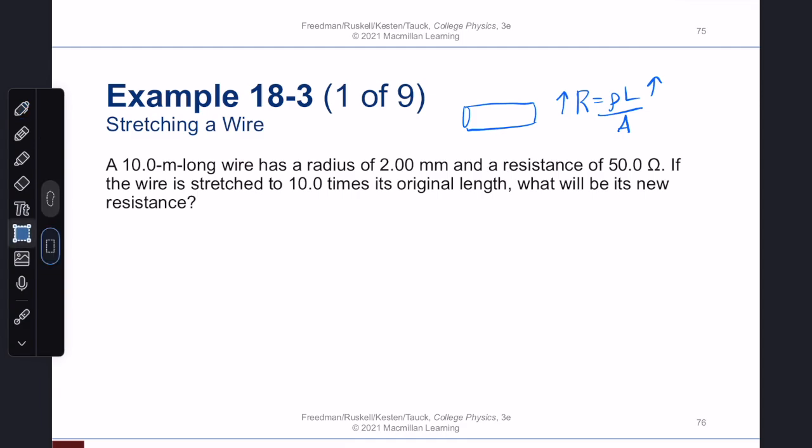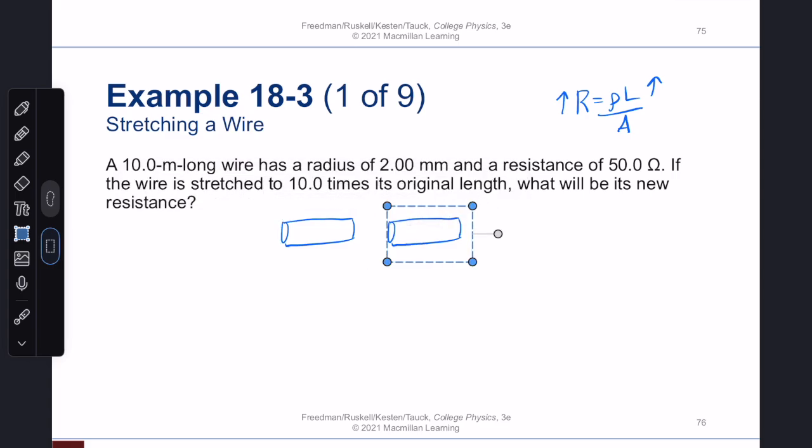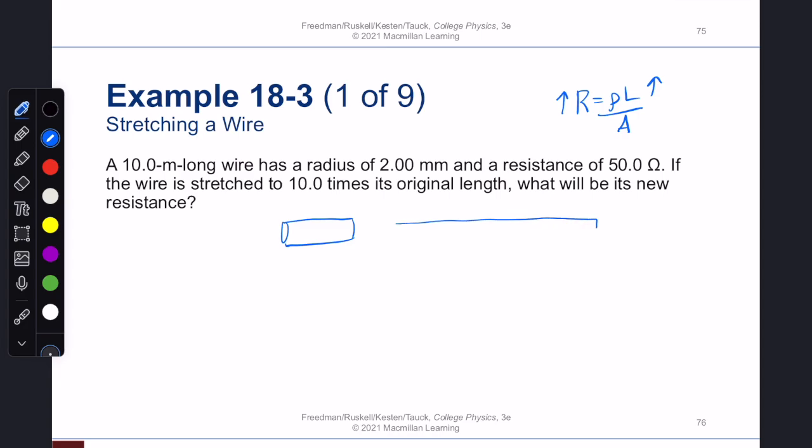When you take your original sized wire and you stretch it out, I can't stretch it without destroying the aspect ratio, right? You stretch it out. What else happens to the wire? You start losing your cross-sectional area, right? Your cross-sectional area actually starts to decrease as you increase the length.